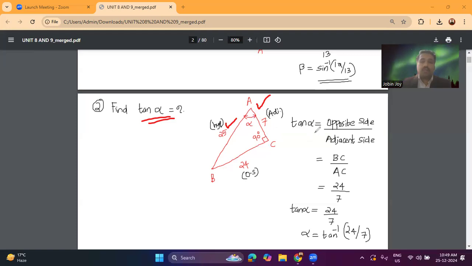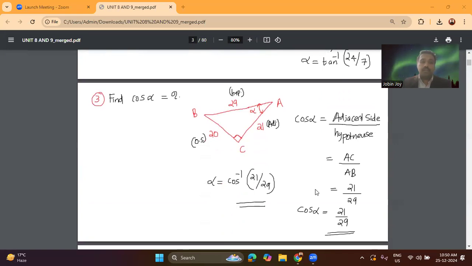So how will you calculate tan alpha? The relation to find tan alpha is opposite side divided by adjacent side. So opposite side is BC divided by AC. Here BC is 24 units and AC is 7 units. So tan alpha equals 24 divided by 7. So the answer is tan alpha equals 24 divided by 7. Then question number 3.